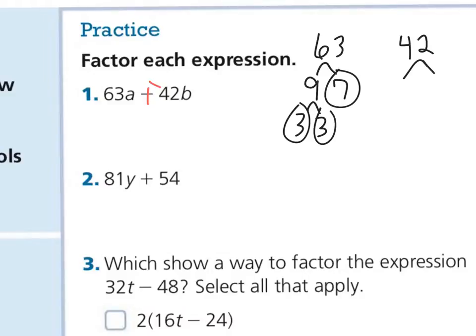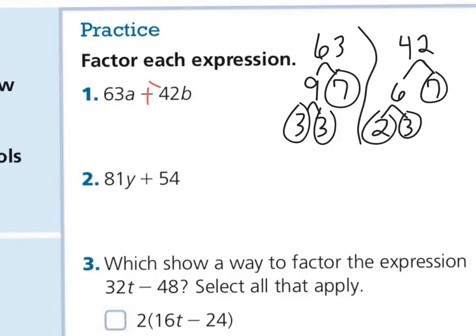42 we could also break down. 42 is what? 6 times 7. Okay. And then 6 is? Okay. So that's doing the prime factorization or doing factor trees. Then what we can do is look for what they have in common. Look for what they both have.